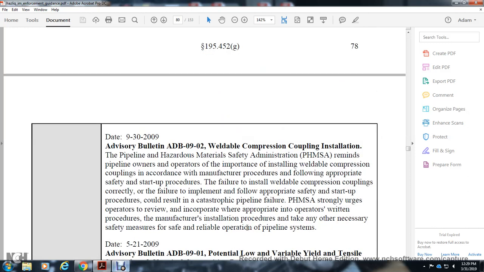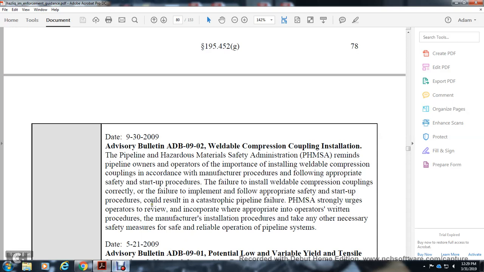Advisory bulletin: weldable compression couplings installation. The Pipeline and Hazardous Materials Safety Administration reminds the pipeline owners and operators of the importance of installing weldable compression couplings in accordance with the manufacturer procedure, following appropriate safety and startup procedure. The failure to install the weldable compression coupling correctly, or to follow appropriate safety and startup procedure, could result in a catastrophic pipeline failure.